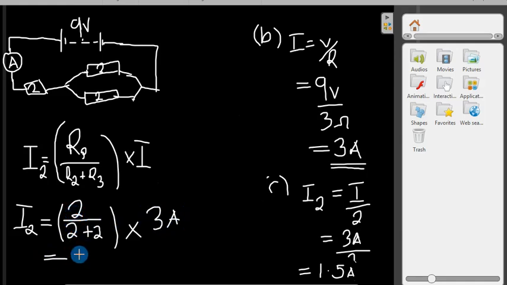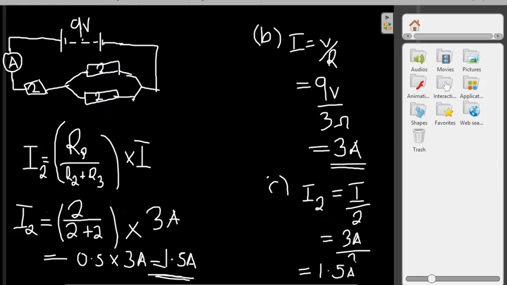So 2 over 4 is 0.5. So 0.5 multiplied by 3 amps, and if you did that, it was going to give you 1.5 amps. Now the good thing about this equation is that it will work even if the resistors were of different sizes. This idea of dividing by 2 is limited to a situation where the two resistors are of equal resistance, but this one works for every situation.